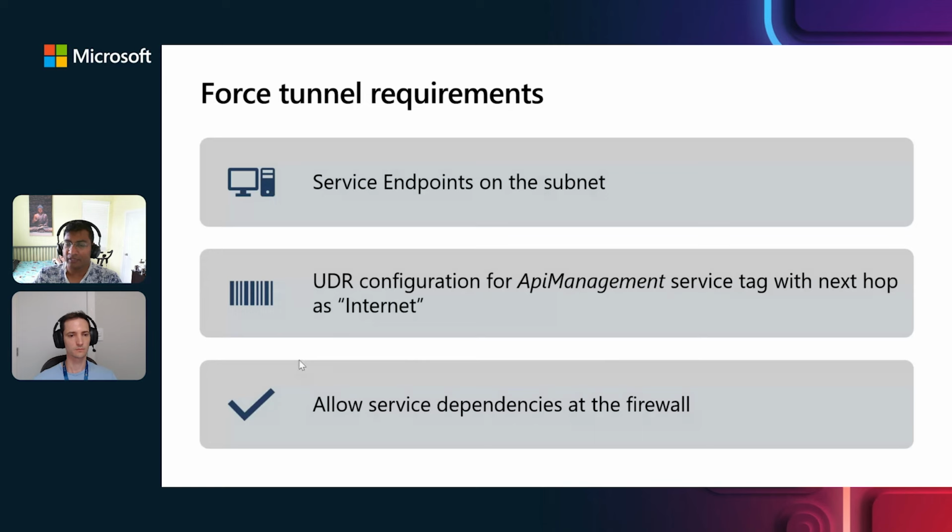Last but not the least, these firewalls might have been configured for service dependencies at the firewall. The firewall might be blocking certain traffic which is not governed by the service endpoints. Not every dependency traffic is taken care of by the service endpoints. For example, metrics, diagnostics. These are some endpoints which are not taken care of by the service endpoints, and they still need to be allowed at the firewall level to make sure that the traffic flows from your API management instance to the dependencies. That way, they're all taken care of for a healthy API management instance.